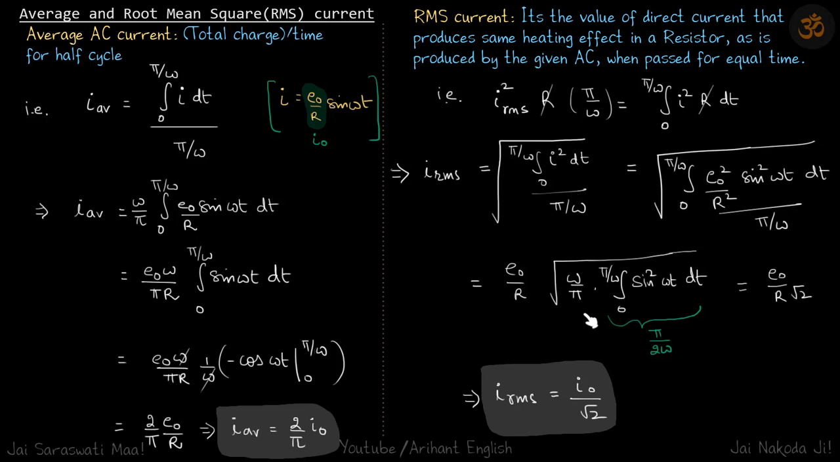We solve it and we get this term. Mathematically, the integral of sine square omega t dt from 0 to pi by omega is pi by 2 omega. So you solve it and get E naught by R root 2. Again, E naught by R I can replace by I naught. So I get IRMS is I naught by root 2. So these are the average and root mean square current for an AC source.